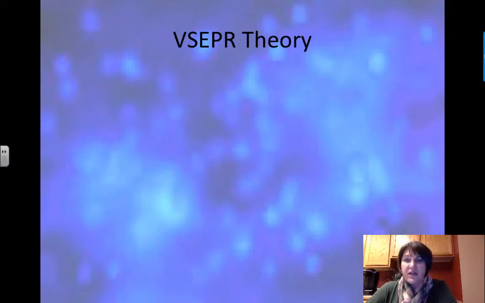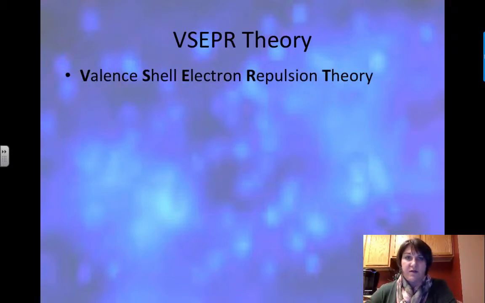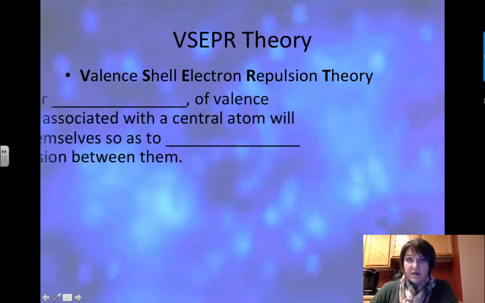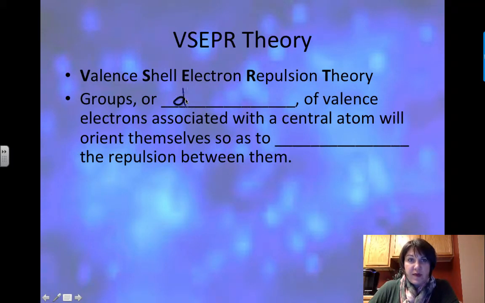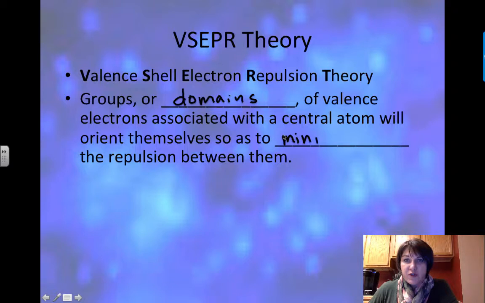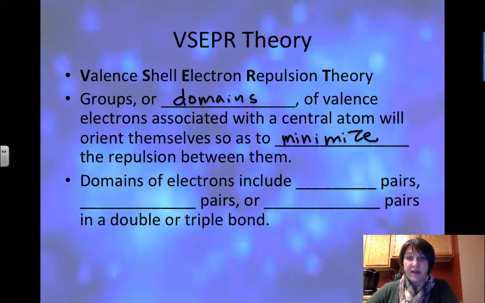VSEPR theory is the foundation of everything we're going to do with our electrons and our molecular geometries. So, you should know that VSEPR stands for the valence shell electron pair repulsion theory. Basically, it states that groups or domains of valence electrons that are associated with a central atom will orient themselves so as to minimize the repulsion between them. Remember, electrons are all negatively charged, so they don't like to be near one another. They all have the same charge. So they're going to orient themselves around the central atom so that they don't push away too much. They're going to get as far apart as they can.